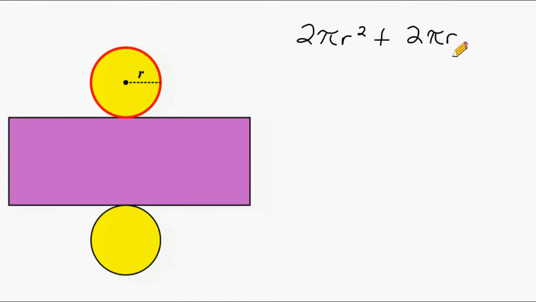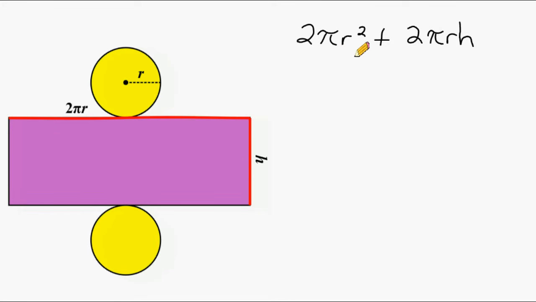Now, 2 pi r is the circumference of a circle, but in the case of a cylinder, the circumference of a circle is identical to one of the edges of the rectangle, or the width of the rectangle. And the length of the rectangle really is just the height of the cylinder, or how tall the cylinder is. So we are going to take 2 pi r, which is really just the width of the rectangle, and multiply it by the length of the rectangle, which is really the height of the cylinder.